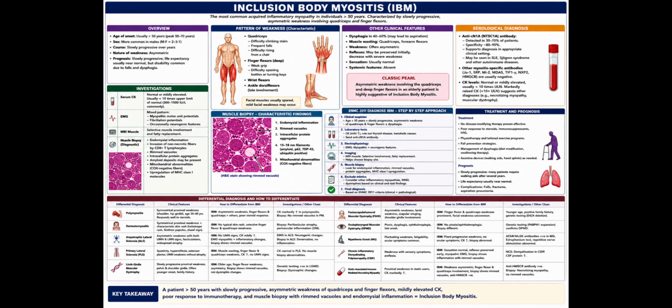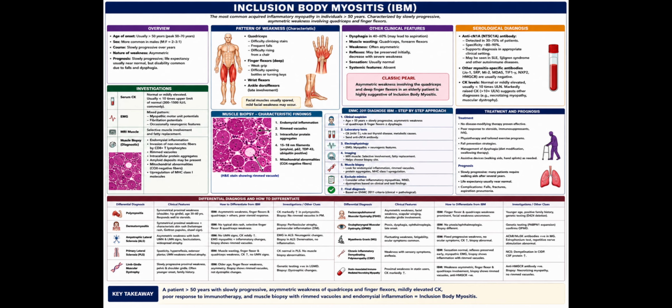Limb girdle muscular dystrophy. Limb girdle muscular dystrophies usually present with slowly progressive proximal muscle weakness involving pelvic and shoulder girdle muscles and may resemble IBM clinically. However, these disorders often begin earlier in life and have a positive family history. Finger flexor weakness and marked asymmetry are less common. Genetic testing and muscle biopsy demonstrating dystrophic changes without rimmed vacuoles help distinguish these disorders from IBM.